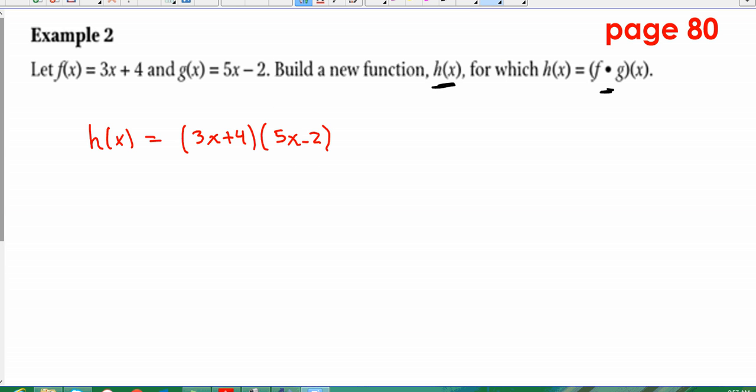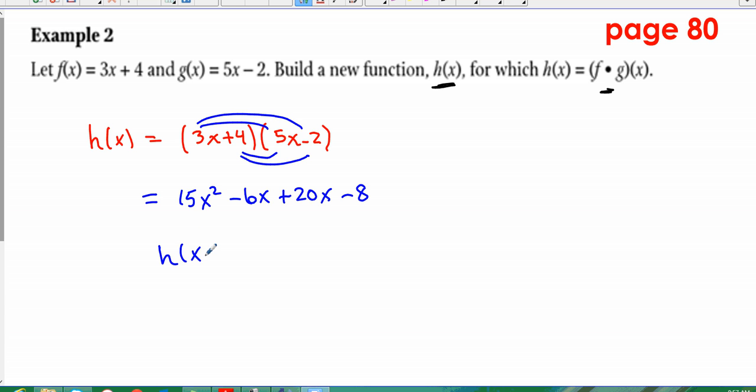So my new function is equal to 15x squared minus 6x plus 20x and minus 8. Combining my like terms, I find out that my new function h of x is equal to 15x squared plus 14x and minus 8. Alright, so just to review from what we did in Unit 1.